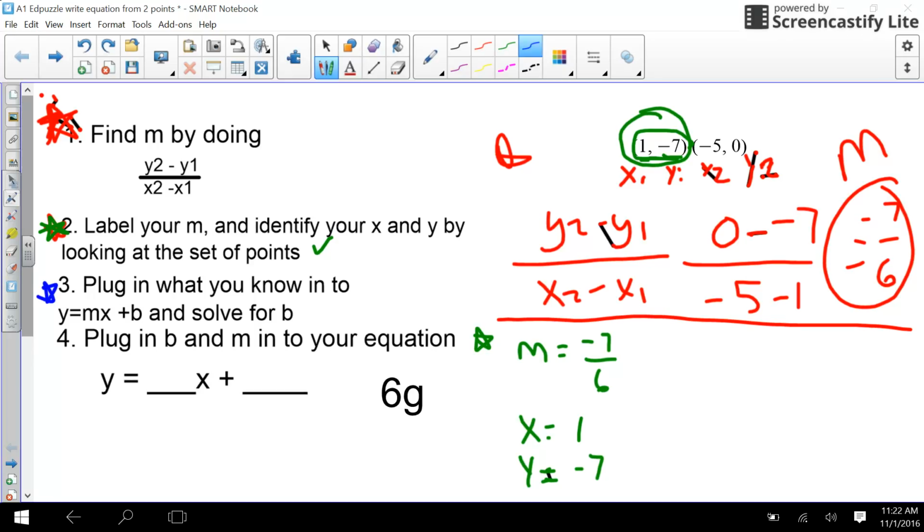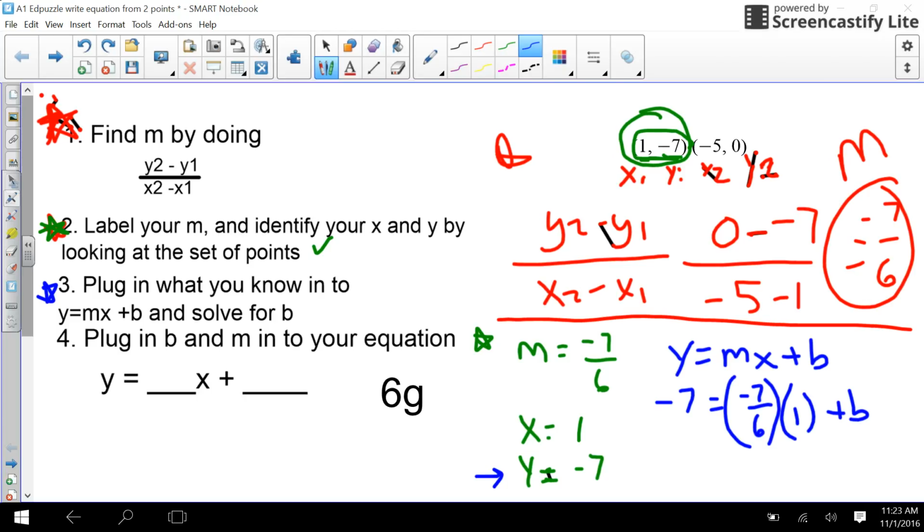Okay, now we're going to plug in what we know into y equals mx plus b and solve for b. So y equals mx plus b. I know my y is negative 7 because I'm told right here. My m is negative 7 over 6. And I put parentheses because parentheses are my best friend in math. And if I don't use parentheses, my answer is going to be wrong. Okay, my x is 1 plus b.